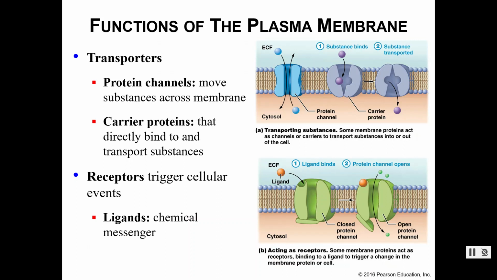Now, we mentioned the integral versus the peripheral proteins. Let's talk about some of the functions of those proteins. Some proteins function as transporters. We have two main categories: protein channels and carrier proteins. So protein channels move substances across the membrane. So, for example, this is kind of like a wide open door. So as long as the door is open, our substance, our solute, is going to be able to pass through very easily. Our carrier protein works just a tiny bit different.